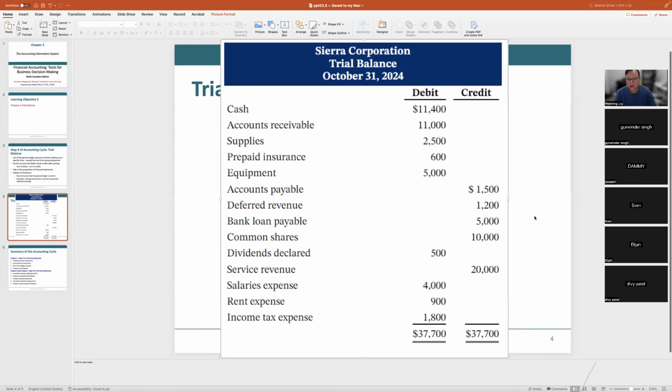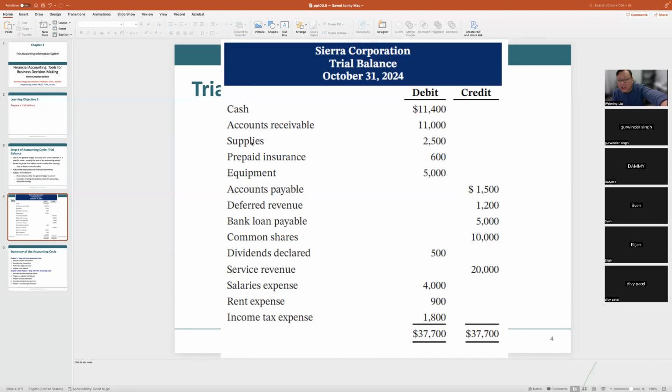First, the title of this information is the name of the company. The title of the information is the trial balance, and it's on a date, October 31st, 2024. They have 3 columns. To the very left, these are the descriptions of the accounts, the names of the accounts. This is the chart of accounts.